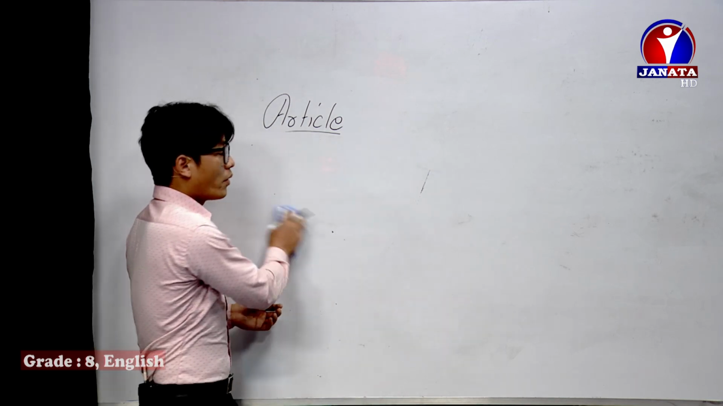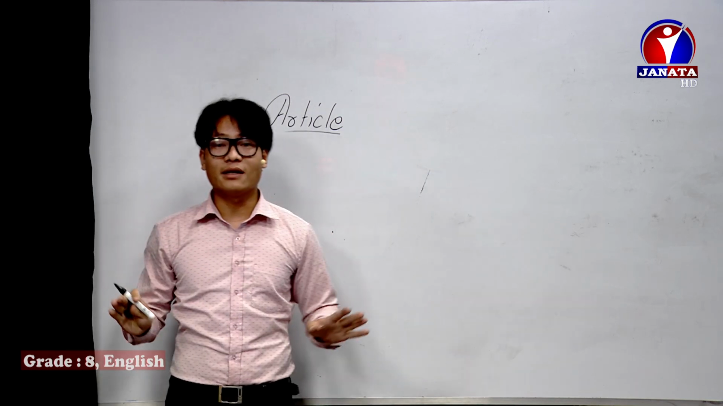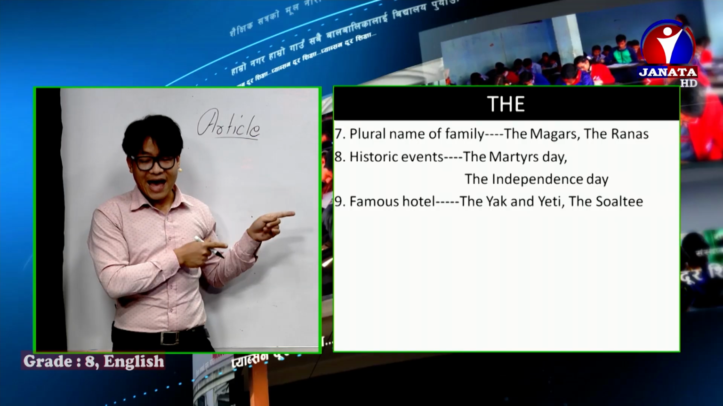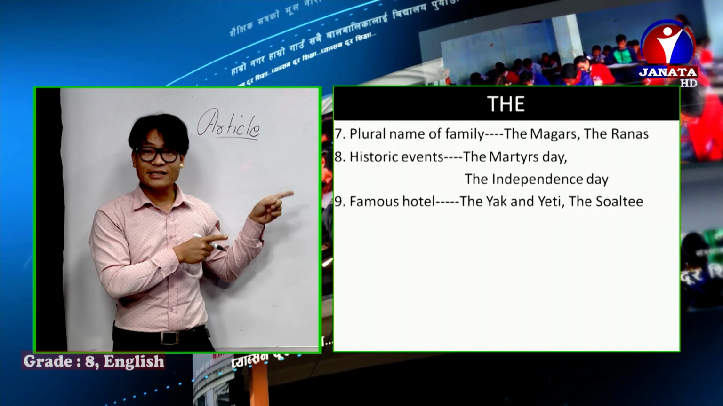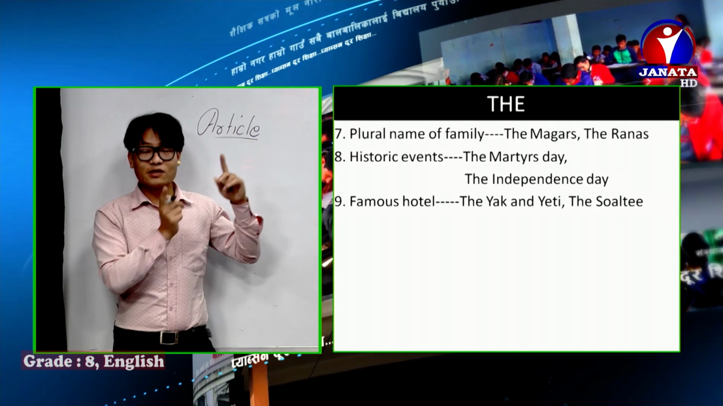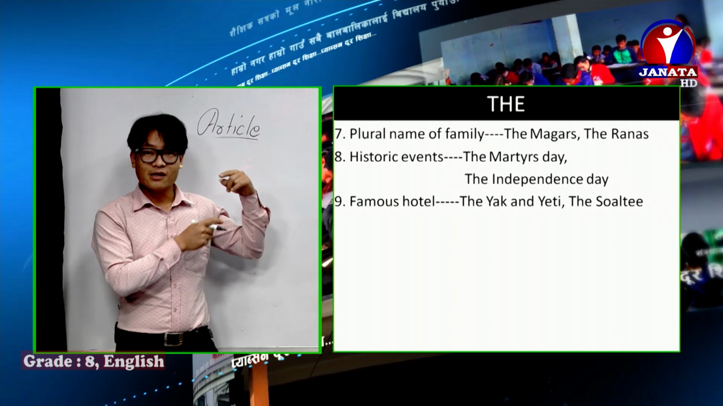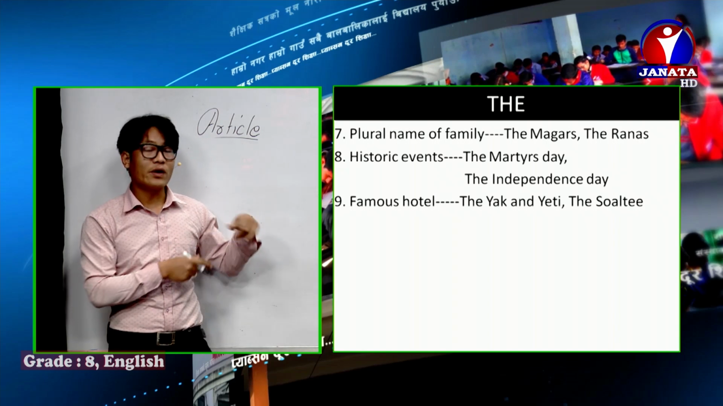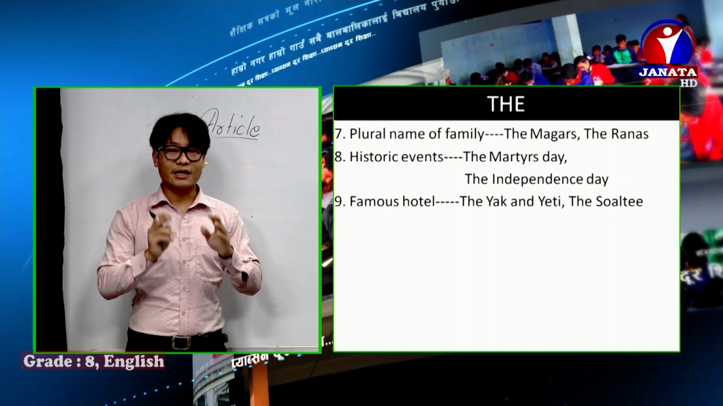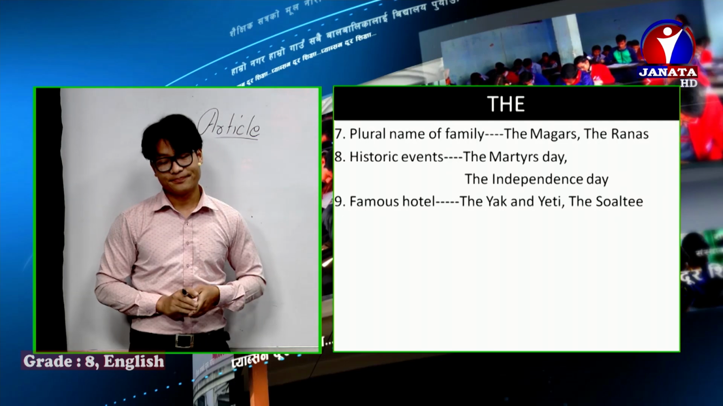But when there is a famous hotel, example, you can see here, the Yak and Yeti. So this is an internationally famous hotel. The Yak and Yeti, the Soaltee Hotel, the Everest Hotel. So when there is a name of a famous hotel, then we should use the article.